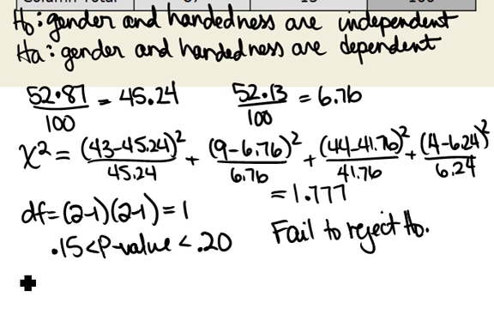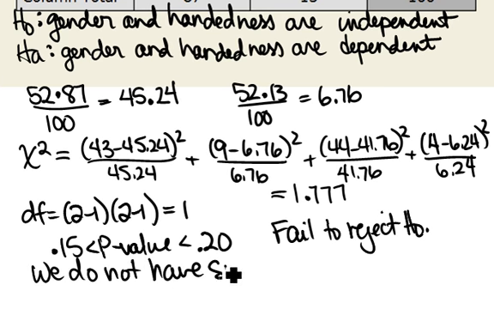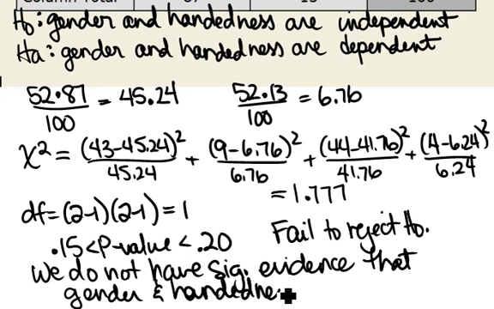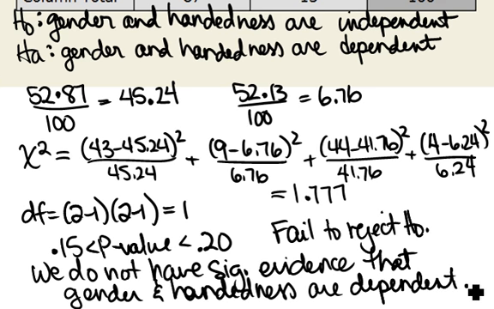So what we'll say here is that we do not have significant evidence that our alternative is true, which says that gender and handedness are dependent. So based on our sample of 100 people, we're not able to say that if we were to look at the whole population, we would find any dependency among a person's gender and the hand that they wrote with, or was their dominant hand.